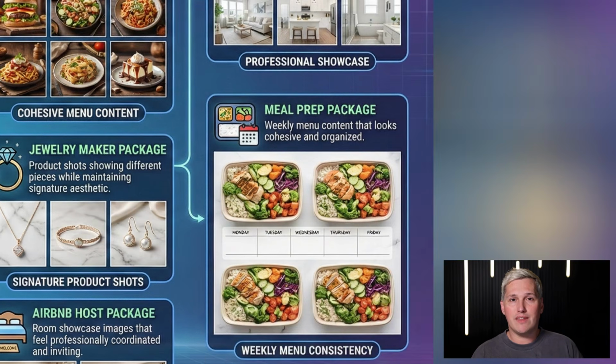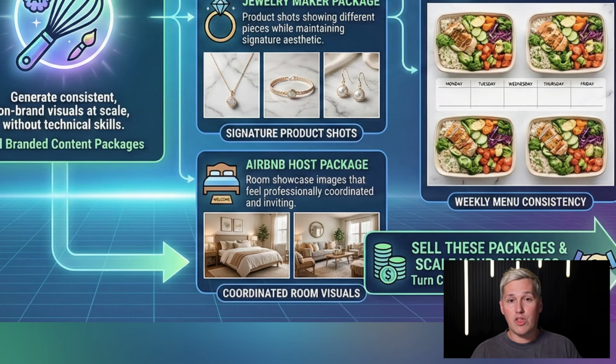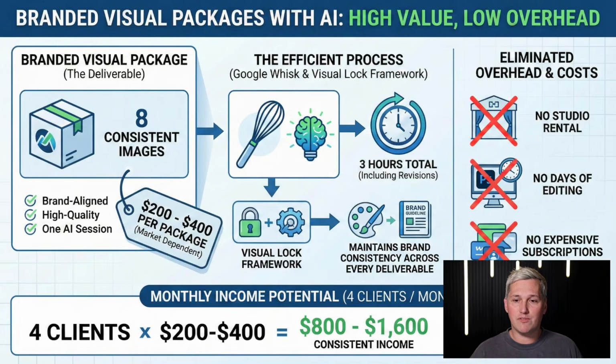Meal prep companies need weekly menu content that looks cohesive. Airbnb hosts need room showcase images that feel professionally coordinated. Every one of those is a package you can sell using Google Whisk. Let me give you a pricing structure.